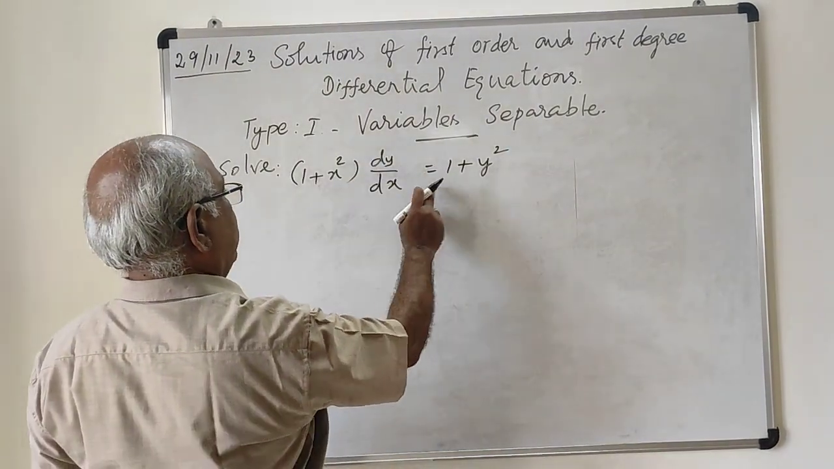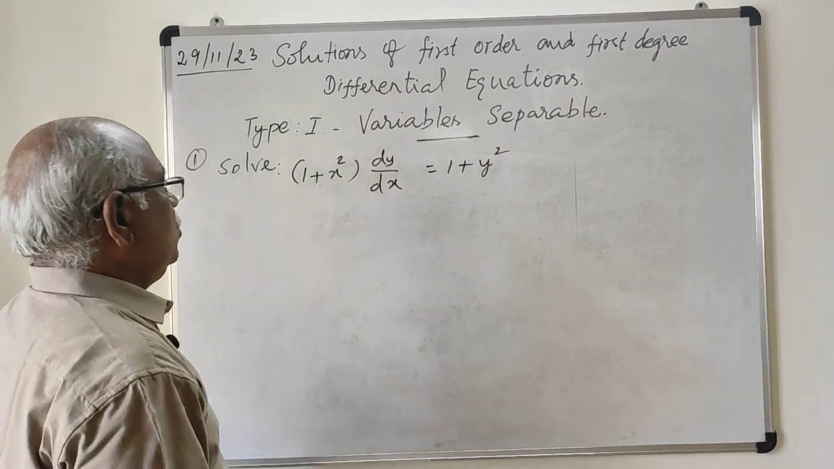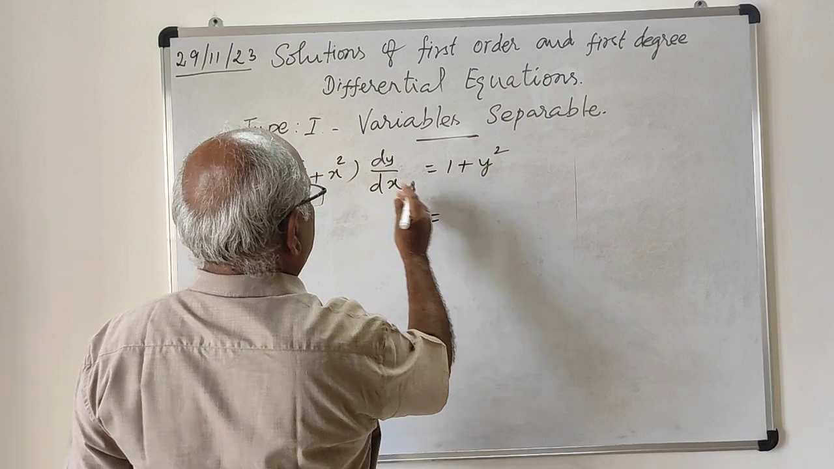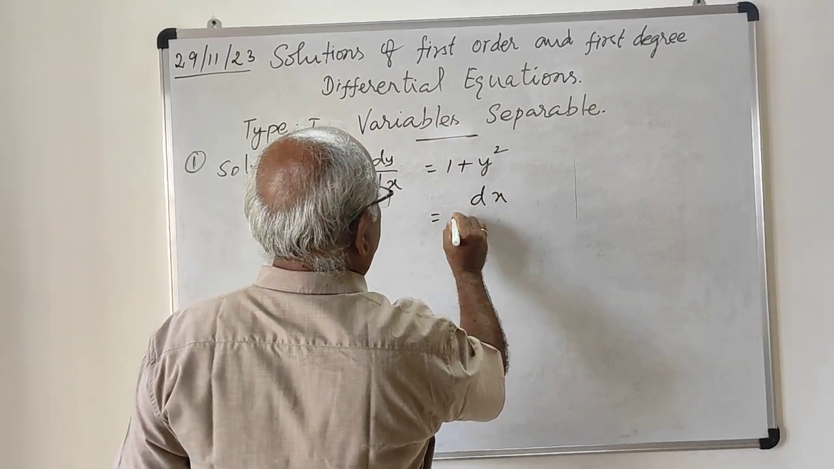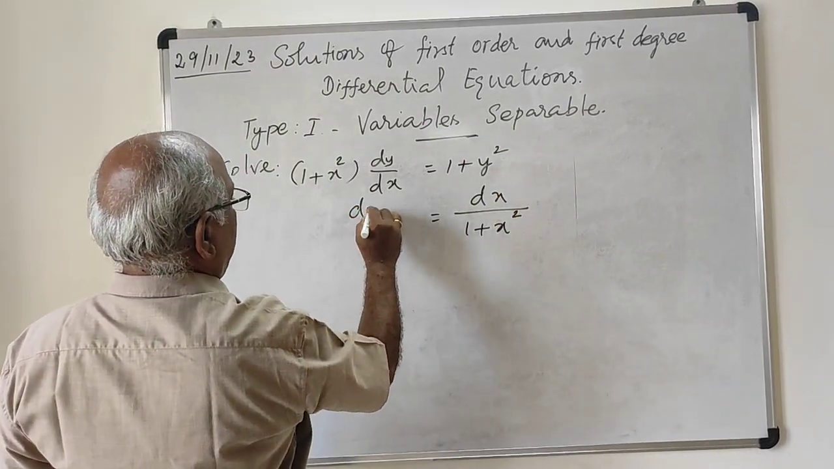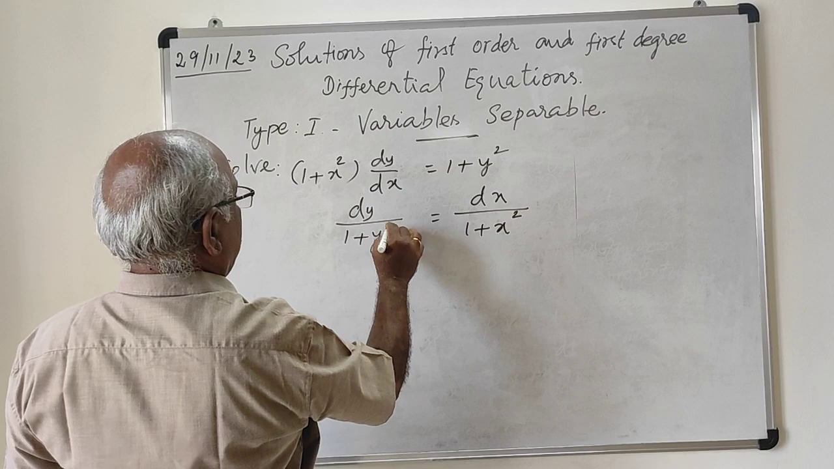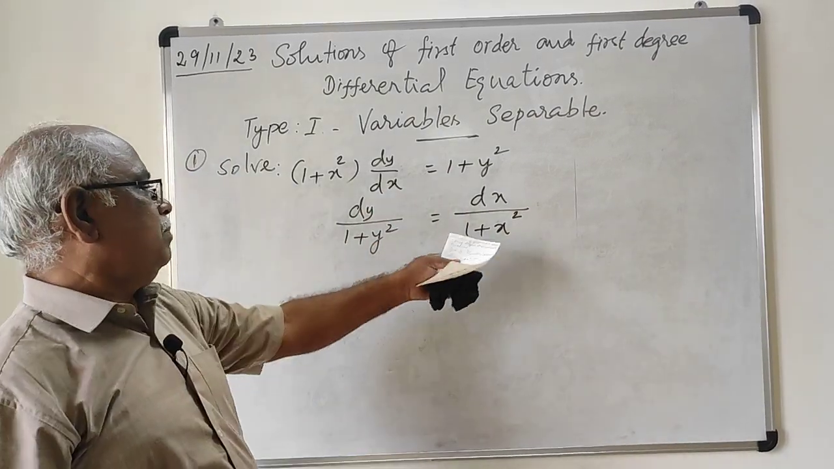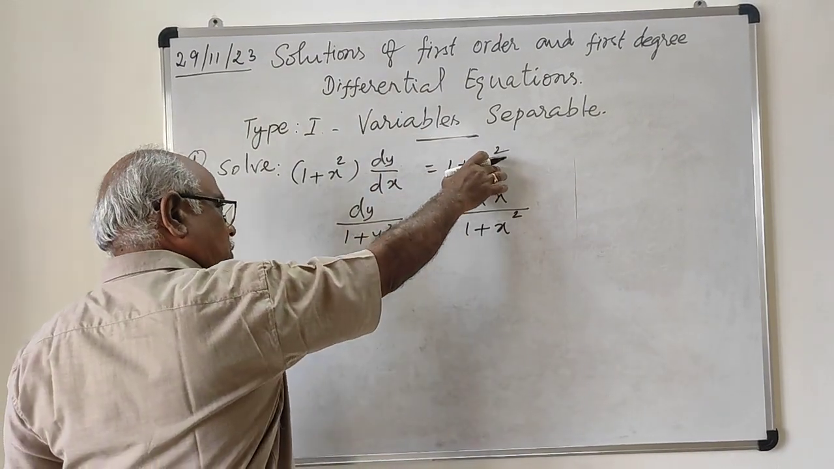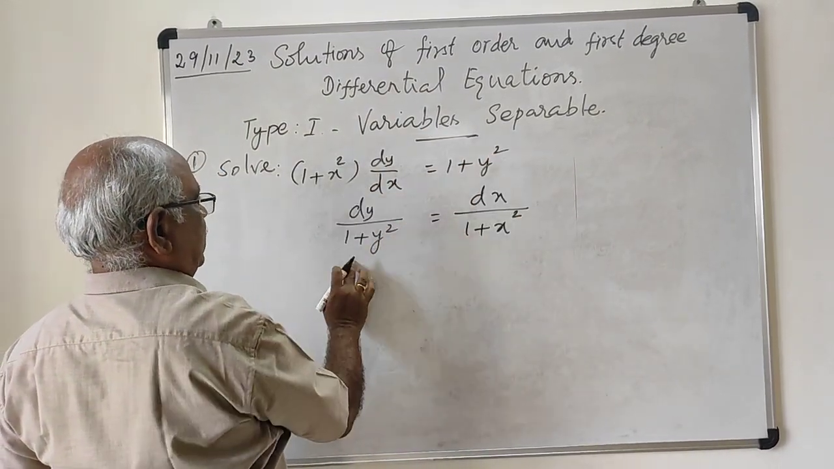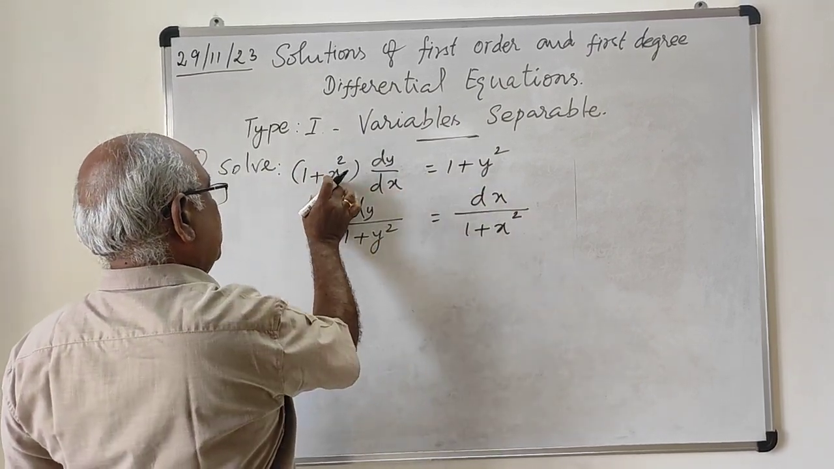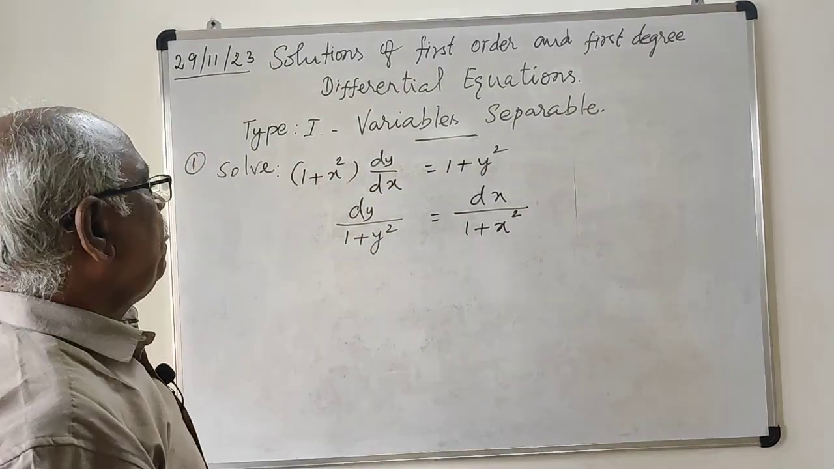(1 plus x square) dy by dx equal to 1 plus y square. Here you have to separate the variables. The 1 plus x square, if you bring it to the right hand side, it becomes dx by 1 plus x square, and this becomes dy by 1 plus y square. Now variables are separated. The x dx terms and y dy terms are separated.